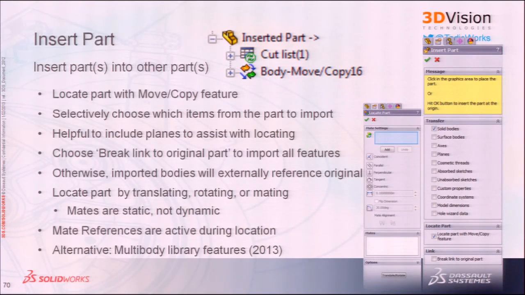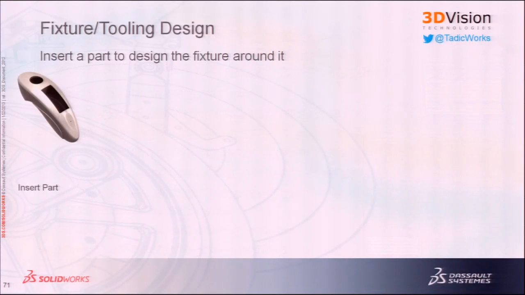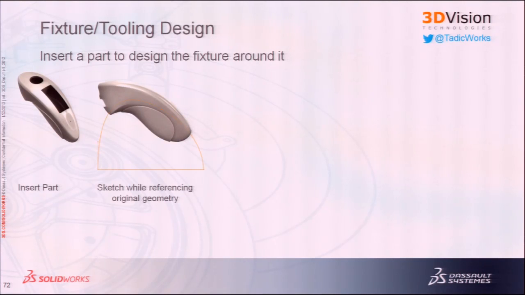So if I covered this stuff too fast, which I'm scared I probably did, you could come back and there's some more thorough explanations of what exactly is going on here. But the final, and another awesome place to use multi-body design, is fixturing or tooling design, where you need to build components around the exact geometry of another component.